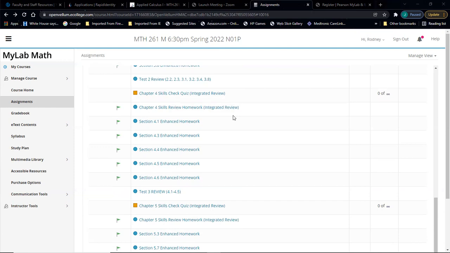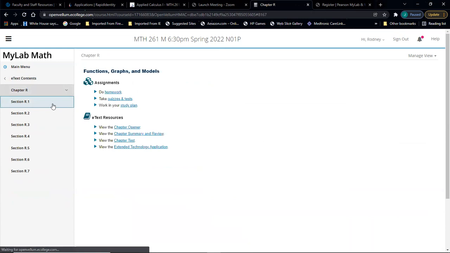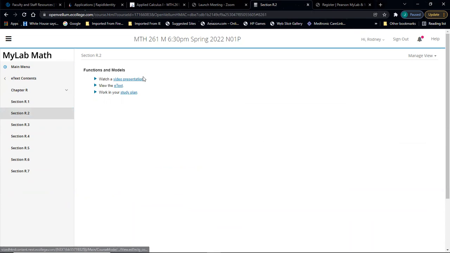All right. So how about that ebook? I said you don't have to have the physical book. Let's see what the ebook looks like. Chapter R. So the review chapter that you can cover on your own time if you like. Let's see what R2 looks like. Watch a presentation. Nah, that doesn't sound like it. View the e-text. That's probably it.